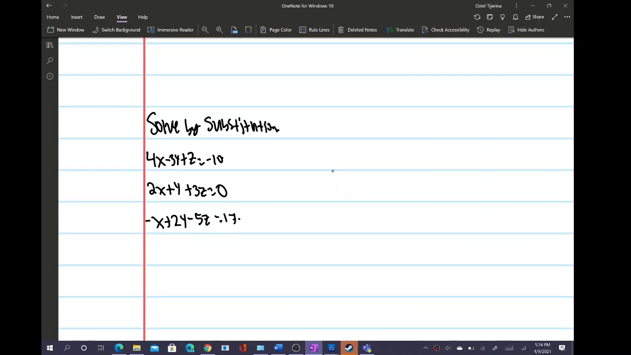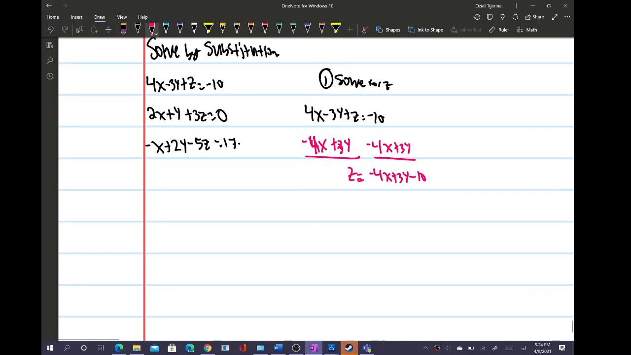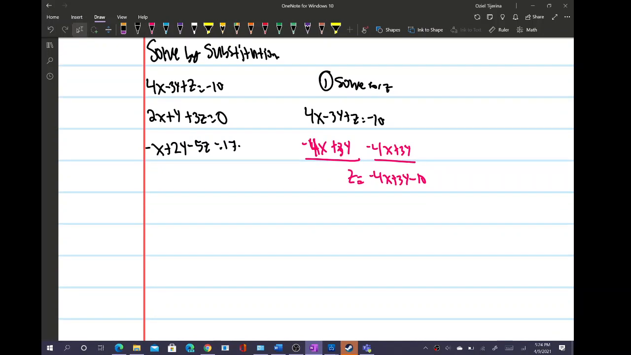So solve by substitution. So you're going to go ahead and solve for z on the first one. So number 1, solve for z. You have 4x minus 3y plus z equals negative 10. So you're going to subtract 4x and add 3y on both sides to solve for z. You have z equals negative 4x plus 3y minus 10, right? And then you're going to plug that into equations 2 and 3.